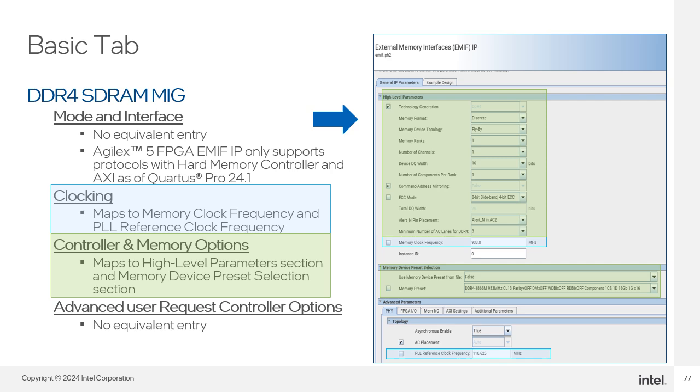Note that there is no equivalent entry for the mode and interface and the advanced user request controller options in Agilex 5 EMIF IP. In some protocol/device speed bin combinations, we will be able to achieve a higher memory frequency when enabling the asynchronous access.